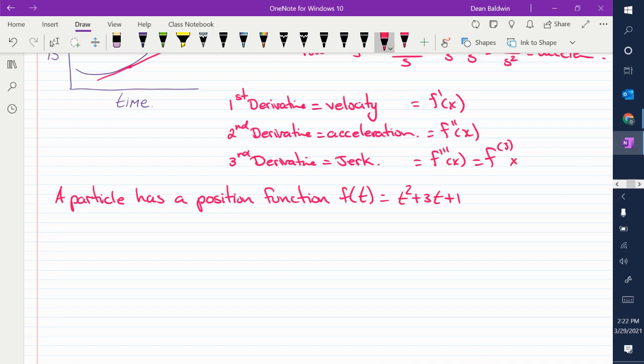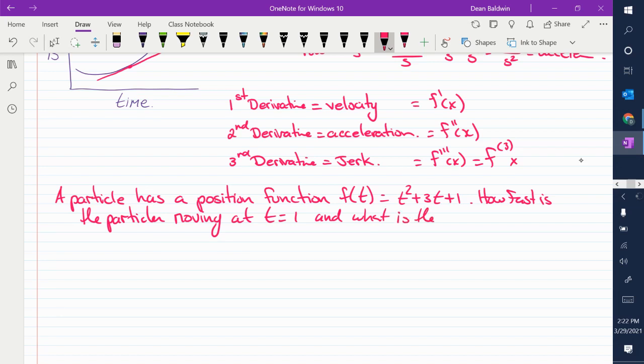T squared plus 3t plus 1. And I say, how fast is the particle moving at, we'll just make it simple, t is equal to 1. And what is its acceleration at that time? So basically, at 1 second, how fast is the particle moving, and what is the particle's acceleration?